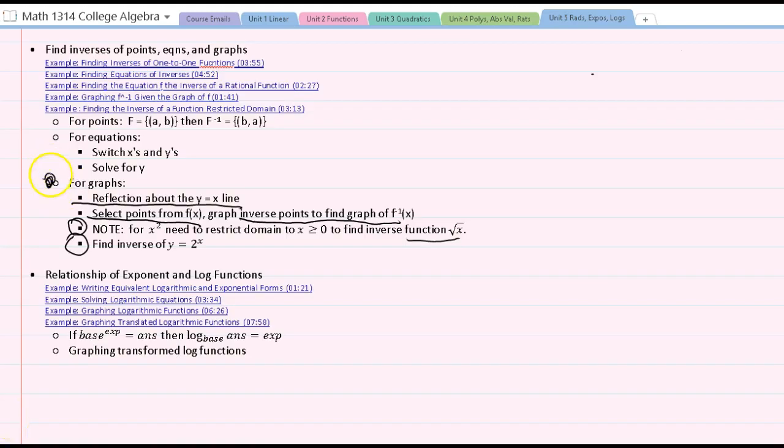So here we were trying to do it for graphs. I showed you a few graphs. And then the last thing I said was to go find the inverse of y is equal to 2 to the x. And we realized that if we had y is equal to 2 to the x, and we switched our x's and our y's, we would still have a hard time trying to get y by itself. We can't take the square root, we can't divide by 2, so we actually have to introduce a new function called the log function.